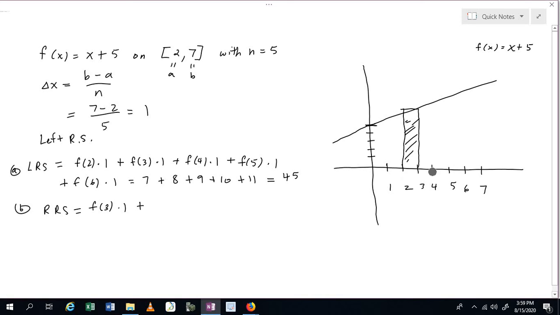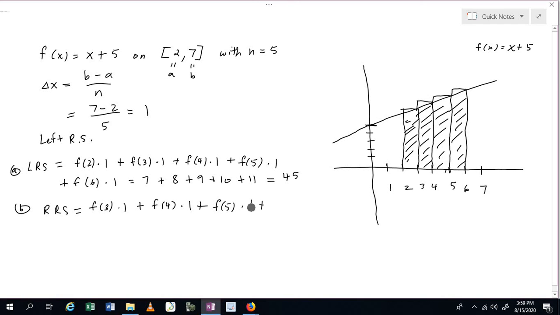The next one, the right endpoint would be 4. So the height of that rectangle is f of 4 times the width, which is 1. Of course, it would look like this. Okay, and then this one, the right endpoint is 5. So the height would be f of 5, which is right there, times the width, which is 1, and so on and so on. This one, you would use 6 for that because that's the right endpoint. And so f of 6 would be right there, times the width, which is 1.